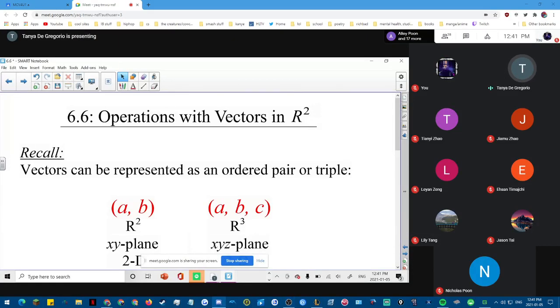(a, b). These are the components of the vector. So this is how we draw the vector, always from the origin. Okay, we use those components. a represents how many units we are moving to the right or left, so on the x-axis, b represents how many units we're moving up and down, and that will be on the y-axis.